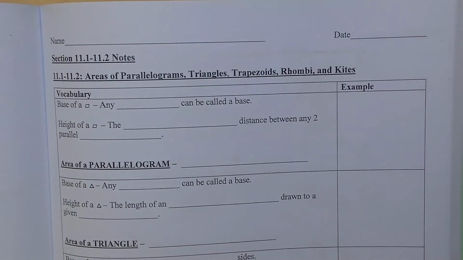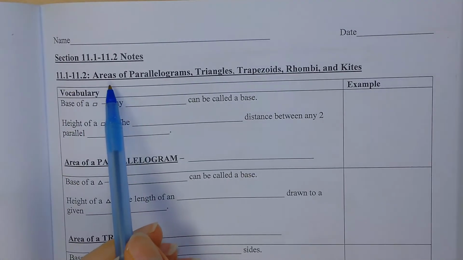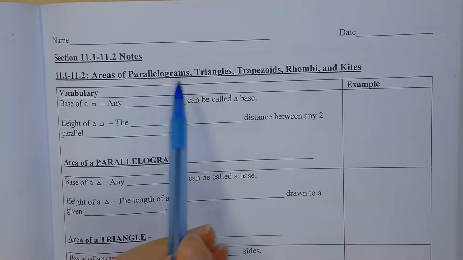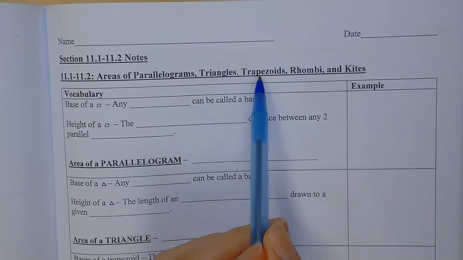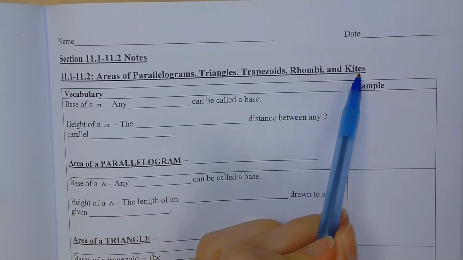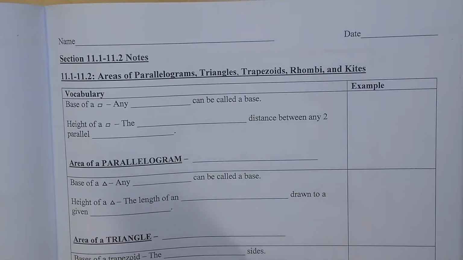So today we're going to start a new chapter. We're going to be looking at area, and we're going to start with some figures that you're probably pretty familiar with. We're going to be talking about the areas of parallelograms, the areas of triangles, which you probably did when you were younger, and we're going to add on trapezoids, rhombuses, and kites into the mix of things we're going to find area for.